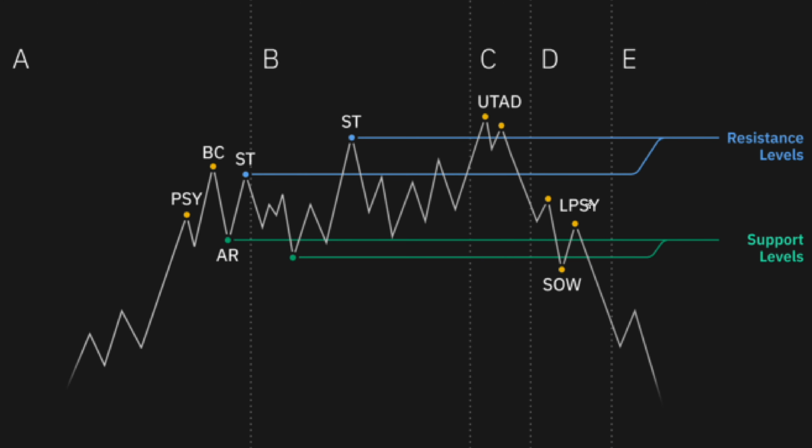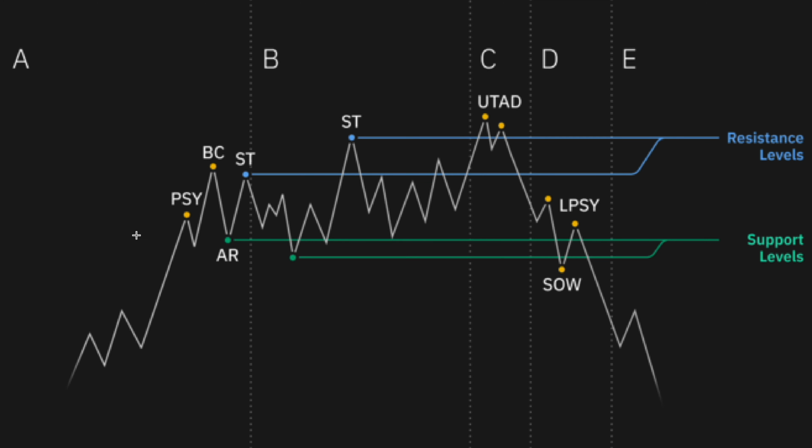And then phase D, again, same as the accumulation, just the other way. Not too important, but you've got the last point of supply and any signs of weakness, so break of structure to the downside. One way you can use this actually is to look at supply and demand caused by the UTAD, which is what I do. Look for the supply zone here, and then hopefully price will come back up before going back down. This is the distribution schematic.